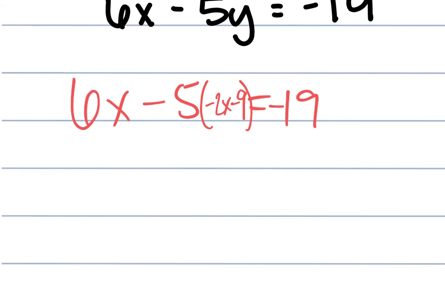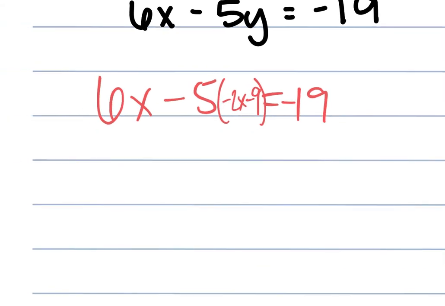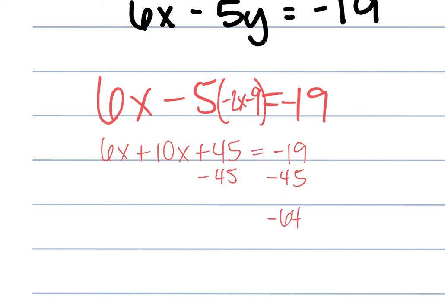Very good. Distribute first. What would you get after you distribute? 6x plus 10x plus 45 equals negative 19. Beautiful. From here, what could we do? Eli? Yeah, move over the 45. I like it. So subtract 45. Subtract 45. Who's good with those negatives? What am I going to get there? Negative 64. And on the left side?